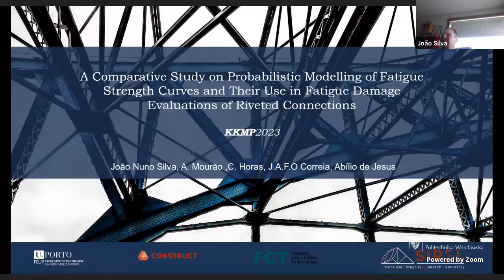I'm currently in my first year of PhD. So I'll present to you the first study that I've been working on. This work is entitled A Comparative Study on Probabilistic Modeling of Fatigue Strength Curves and Their Use in Fatigue Damage Evaluations of Riveted Connections. This work had the participation of António Mourão, Cláudio Horas, José Correia, and Abílio Jesus.